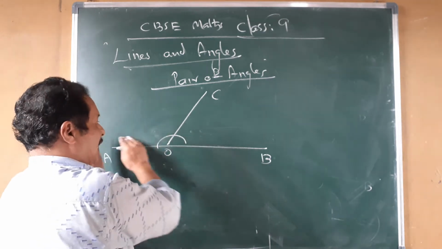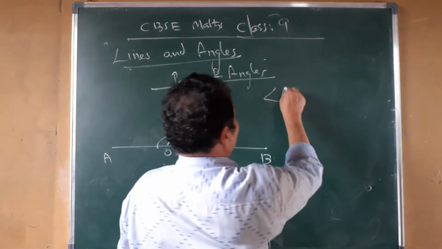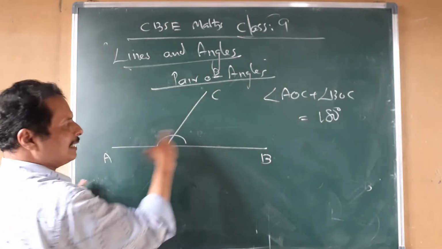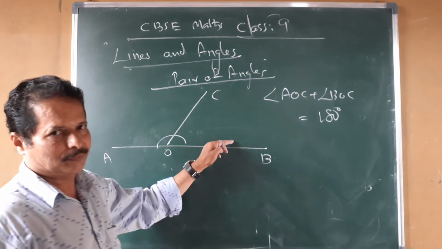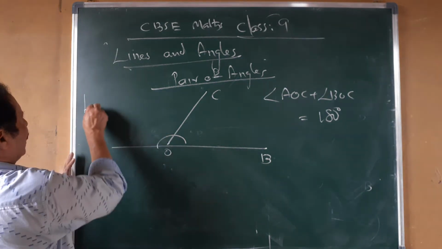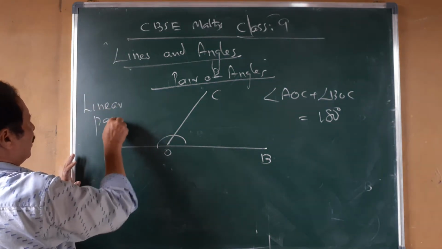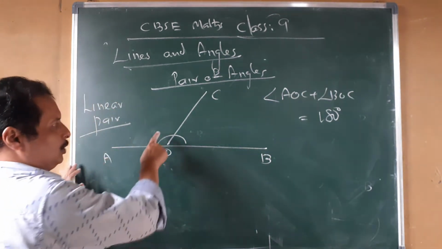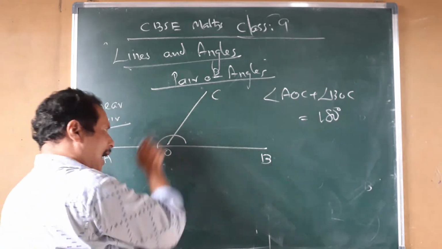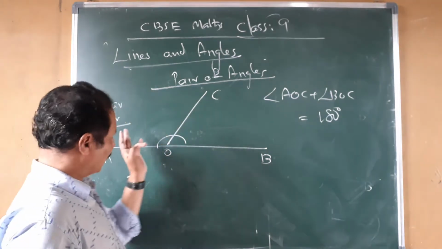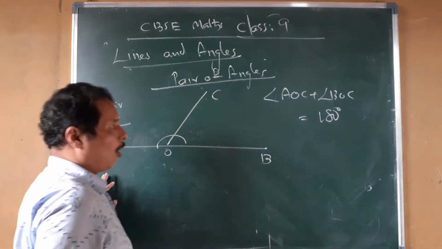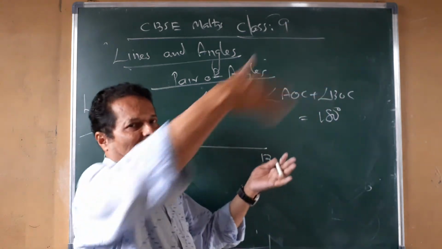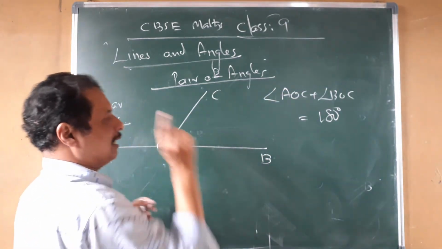And these two adjacent angles together, that means angle AOC and angle BOC together form 180 degrees. You see that too? 180 degrees? It's a line. That means they are a linear pair. Linear means on a line. Now, angle AOC and angle BOC are a linear pair. OC is a common ray, and angle AOC and angle BOC together form a straight line. They are a linear pair.